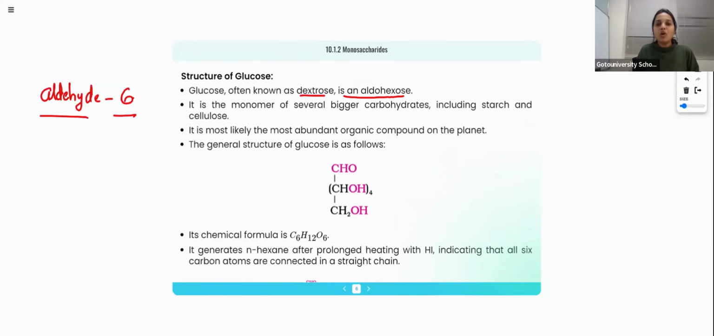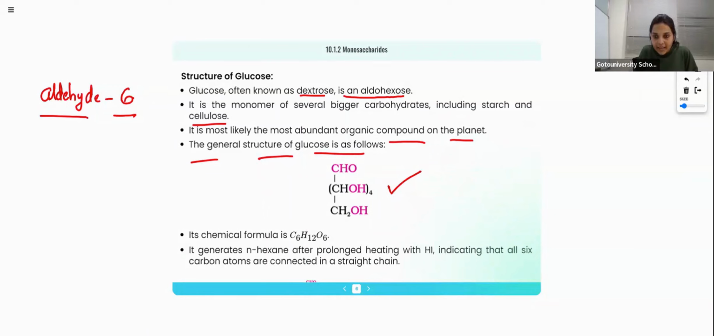Yes. It's a monomer of several bigger carbohydrates, including starch and cellulose. Starch is a polymer, means it is a polysaccharide, made up of glucose; glucose is a monomer of starch, or of cellulose. It's most likely the most abundant organic compound on the planet, because as a result of photosynthesis the plants are producing glucose. Yes. So this is the structure of glucose.